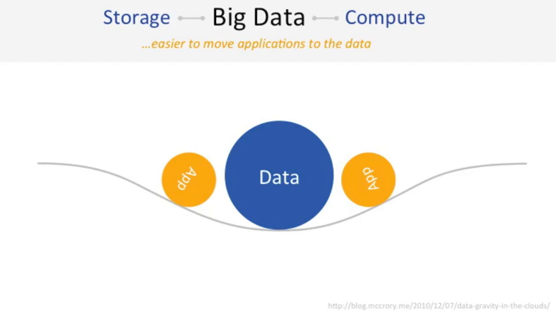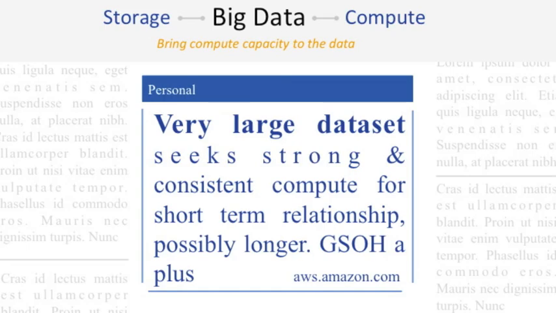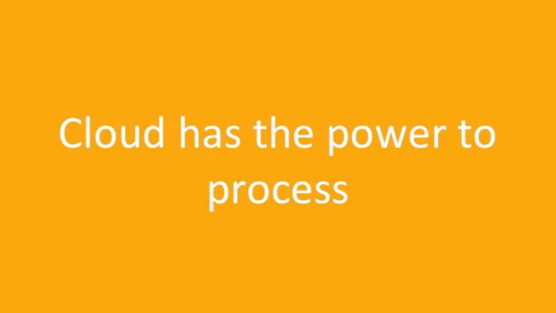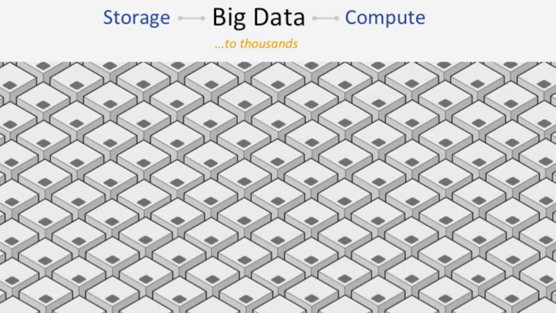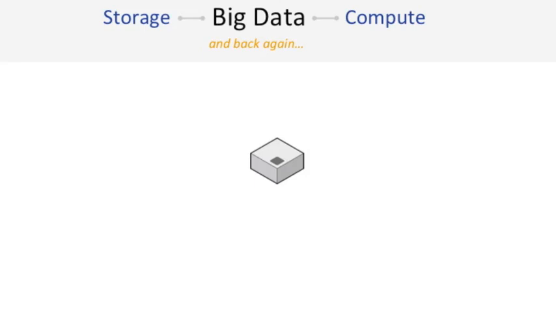And the idea of bringing compute to the data in a transient, throwaway way is a perfect marriage for Amazon Elastic Compute Cloud, EC2. Where you have a very large data set and you want to process it in some way, ask some questions of it, perform some analytics, get the results, and then the compute that you use to do that is entirely disposable, AWS allows you to bring that resource to the data. So the cloud has the power to process your information from one instance, as we saw before, to many thousands and back again.